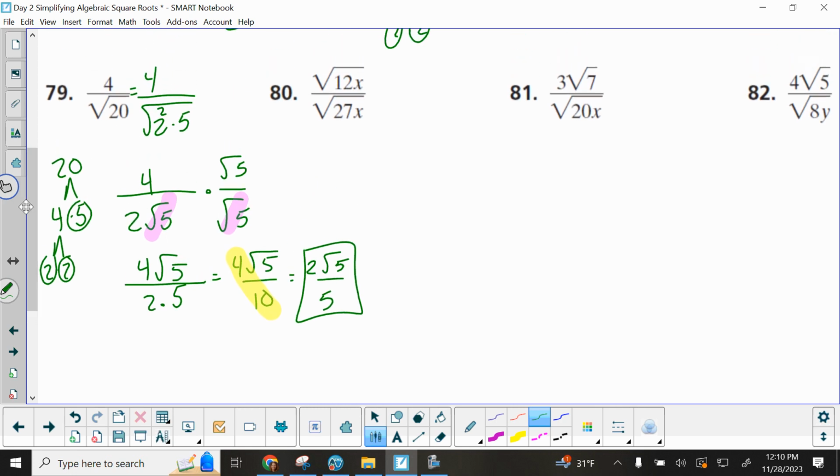80. I can put this whole thing under the radical, go in reverse to simplify first. That might make it a little easier. So divide out the x, and then I have a common factor of 3. So I have radical 4 over 9. So that's just 2/3 when I take the square root.